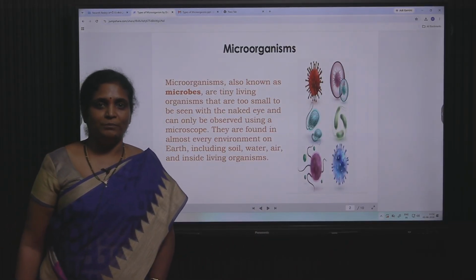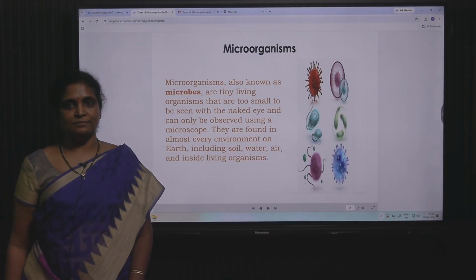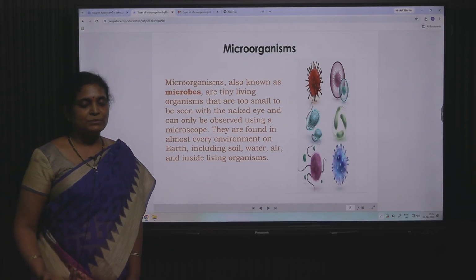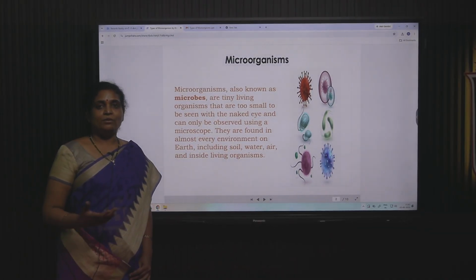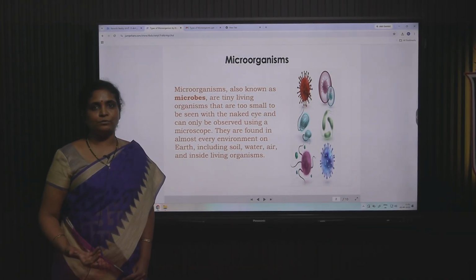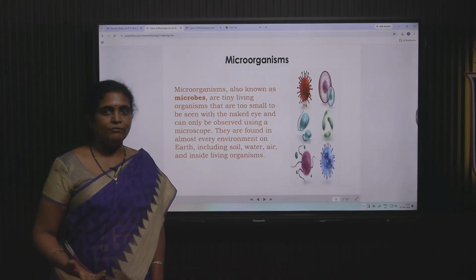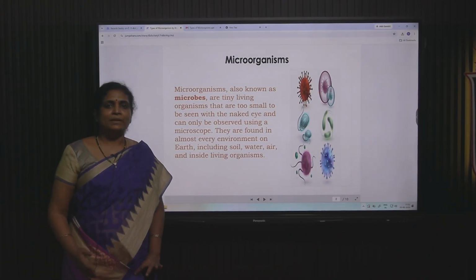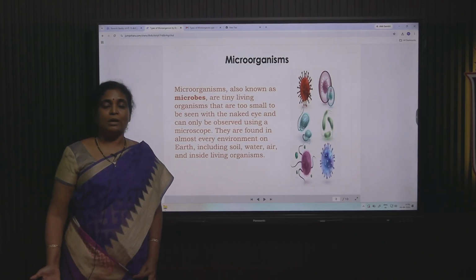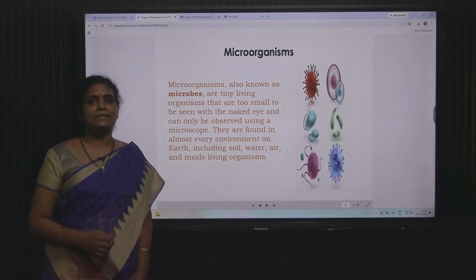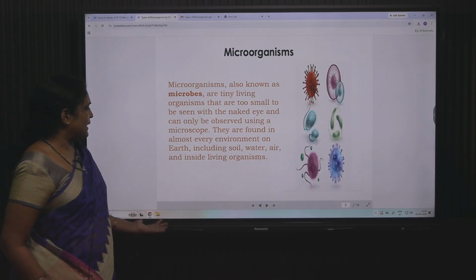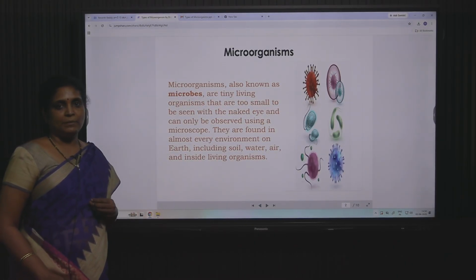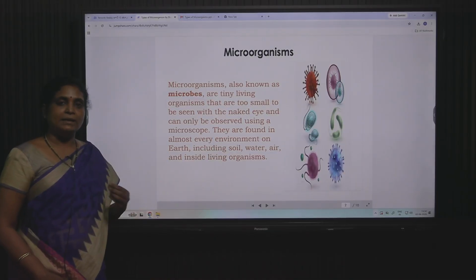Before going to the topic, we should know what microorganisms are. We all know that micro means tiny. So, these are very small organisms and we cannot see them with our naked eye. We need a microscope to see the morphology of microorganisms. And these microorganisms are ubiquitous, their number is large and they are omnipresent, present everywhere. So, we can see microorganisms in the soil, water, air, and their habitat range is very wide and they can live anywhere.